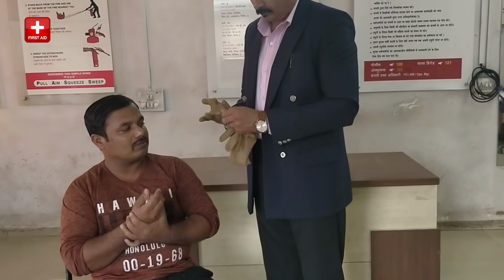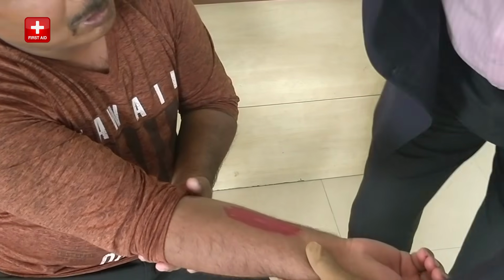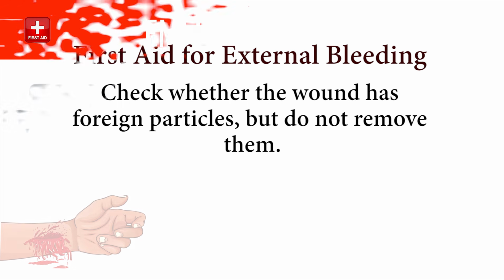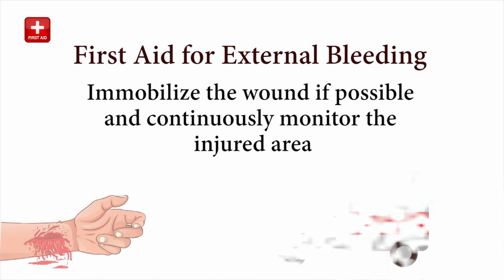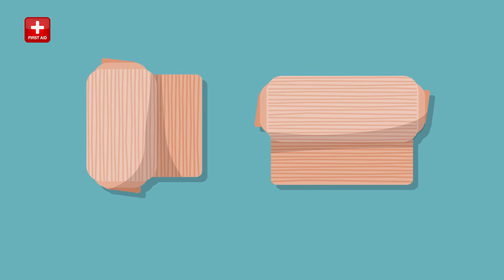Make the victim sit down and relax and take his consent to access, identify and examine the injury. Check whether the wound has foreign particles, but do not remove them. If there is any foreign particle, then leave the wound alone and call an ambulance. The next step is to immobilize the wound if possible and continuously monitor the injured area. Later, we need to choose a bandage suitable for the wound.